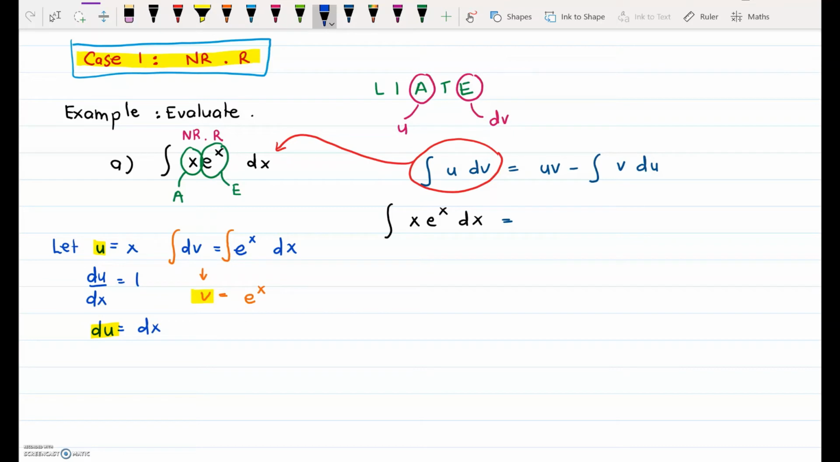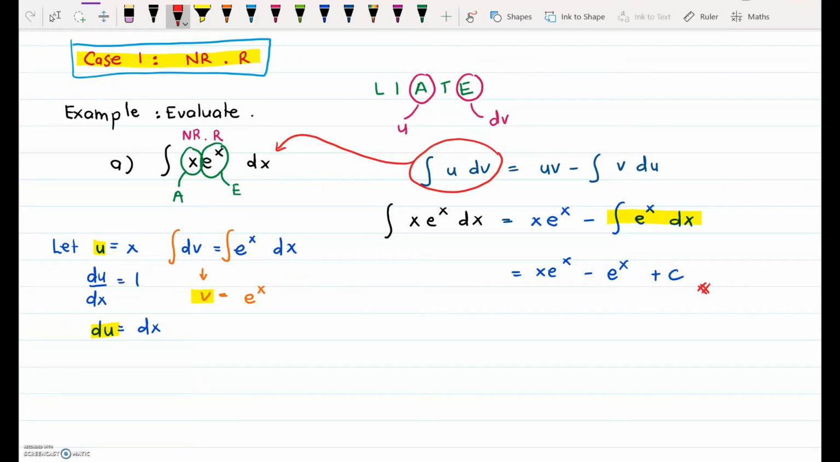Alright, so now substitute. You will have u is x times your v is e^x, minus the integration of your v, e^x, and your du is dx. Next you will have another integration in this part, that is, you need to solve the integration of e^x dx. So now you have to solve the integrals. Then you will get x e^x minus the integration of e^x, which is e^x, and then plus c. So this is your final answer.